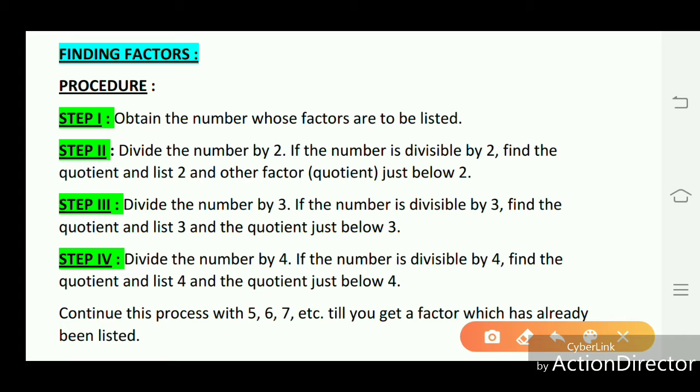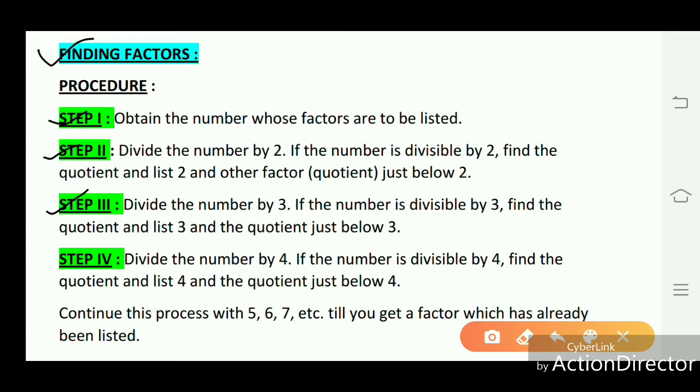Here we will revise finding factors. The procedure of finding factors: we follow the following steps. Step 1. Obtain the number whose factors are to be listed. Step 2. Divide the number by 2. If the number is divisible by 2, find the quotient and list 2 and the other factor, the quotient, just below 2.